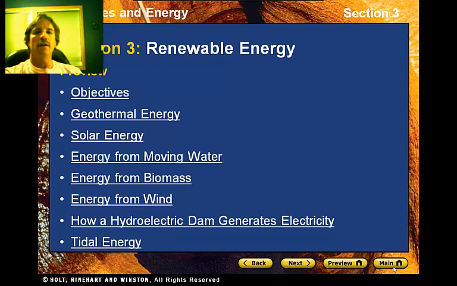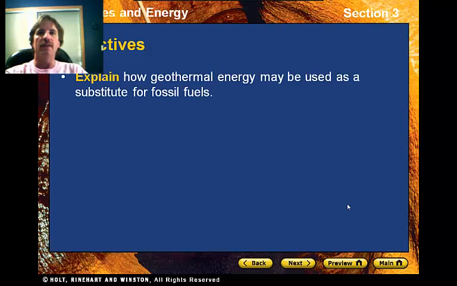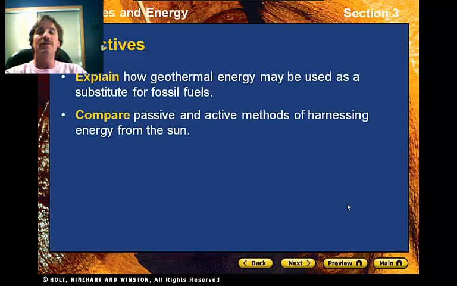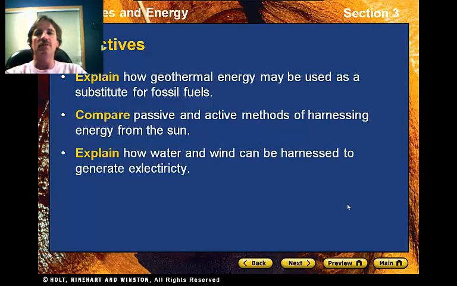Alright, here we go. We're going to talk about renewable energy, Section 3, Chapter 7. Your objectives today: Explain how geothermal energy may be used as a substitute for fossil fuels. Compare passive and active methods of harnessing energy from the sun. Explain how water and wind can be harnessed to generate electricity.